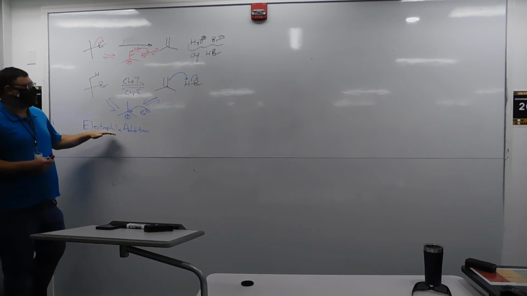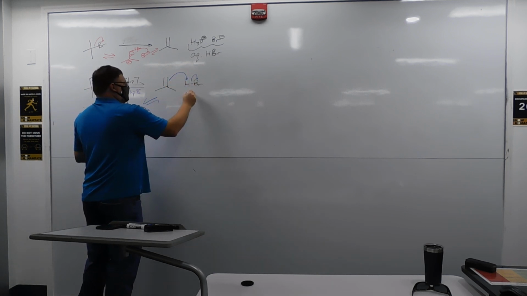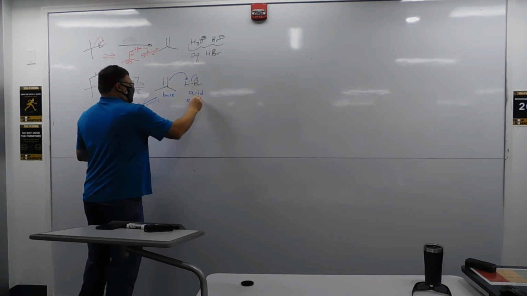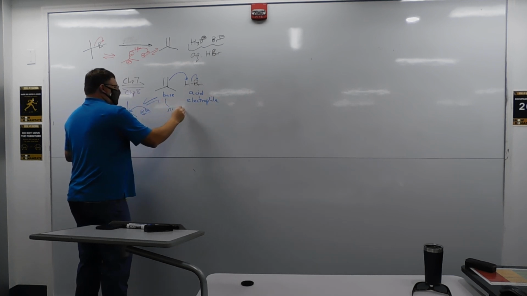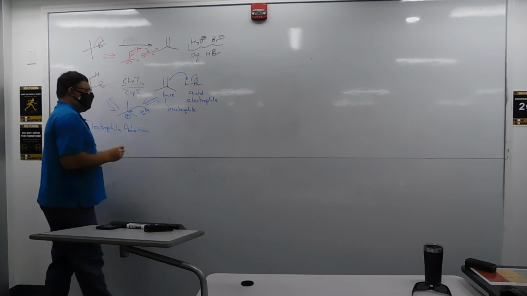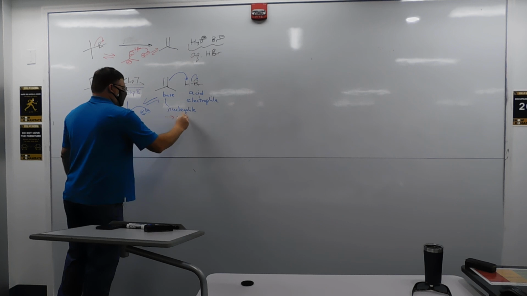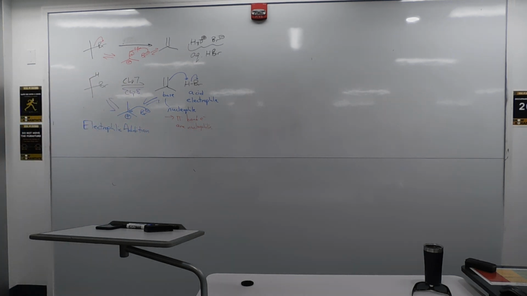It's called an electrophilic addition reaction because the HBr is receiving the electrons. So this is the acid, this is the base. That makes the acid the electrophile, and the base the nucleophile. And specifically, the pi bond electrons are the nucleophile here. Nucleophilic, basic.